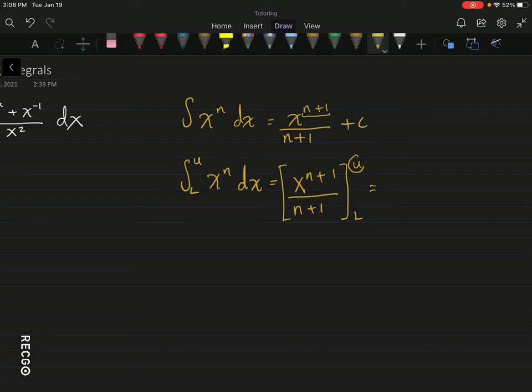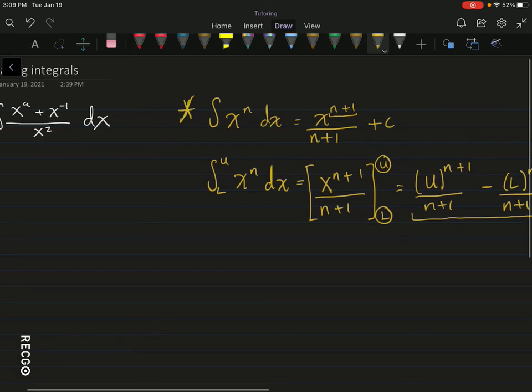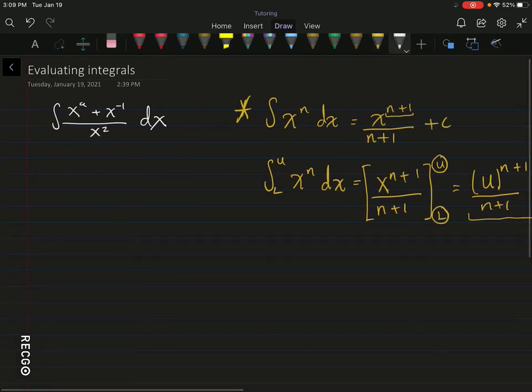We would plug this into our x. So it would be U^(n+1) over n+1, minus, and then we would plug our L into x. So L^(n+1) over n+1. And then we would reduce this, try to add common variables. But we're going to focus on this because that's the form that the example has.